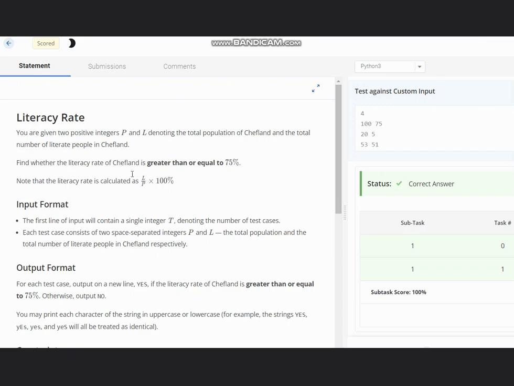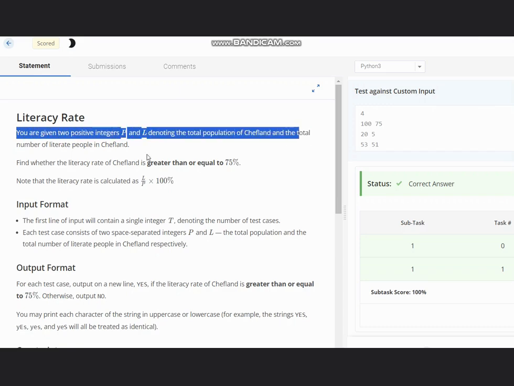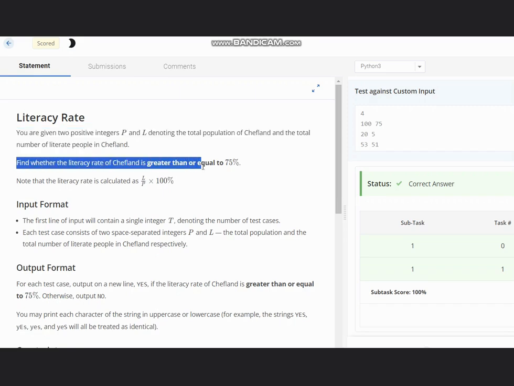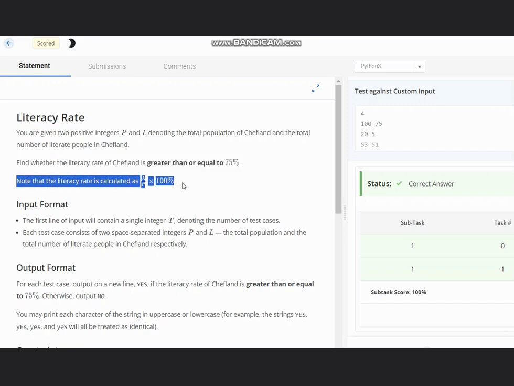So here we are discussing the question literacy rate on Codechef. So the problem states that you are given two positive integers P and L denoting the total population of Sheffland and total number of literate people. Find whether the literacy rate is greater than or equal to 75. Literacy rate is calculated as L by P into 100.